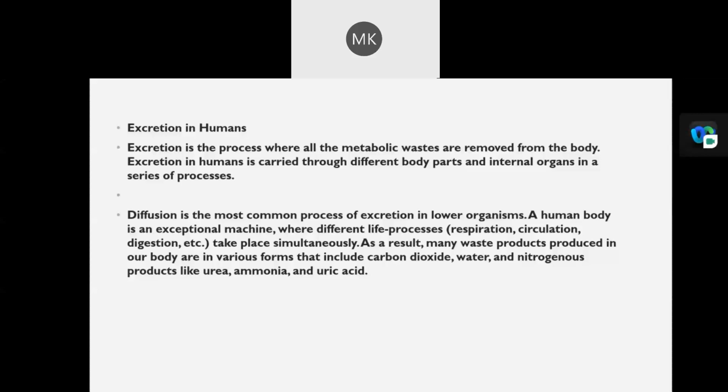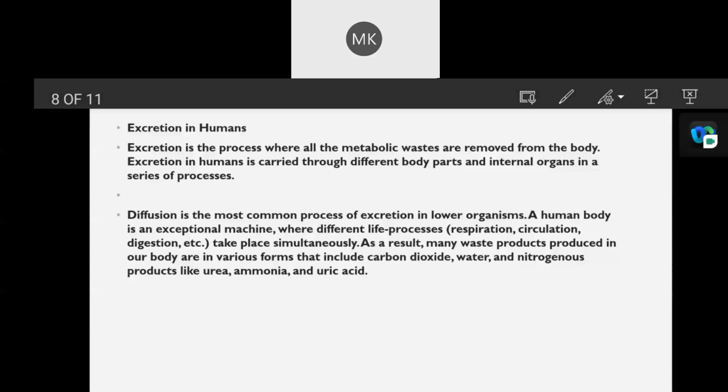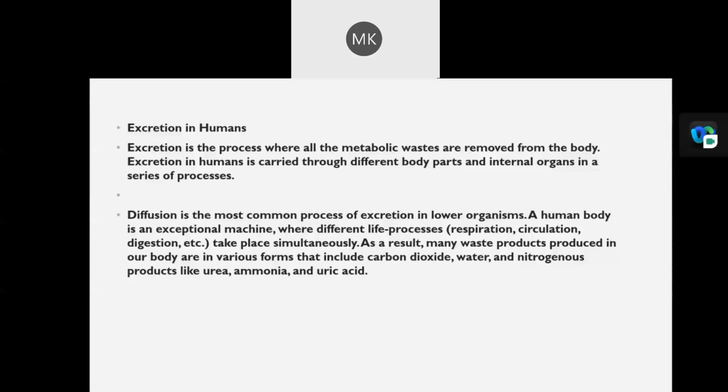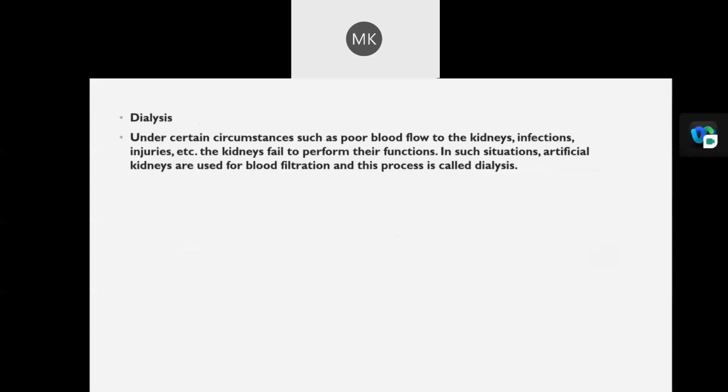The human body is an exceptional machine where all life processes, respiration, circulation, and digestion take place simultaneously. As a result, many waste products are produced in our body in various forms that include carbon dioxide, water, and nitrogenous products like urea, ammonia, and uric acid.